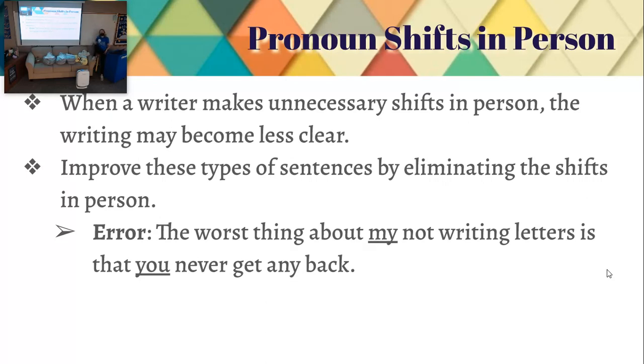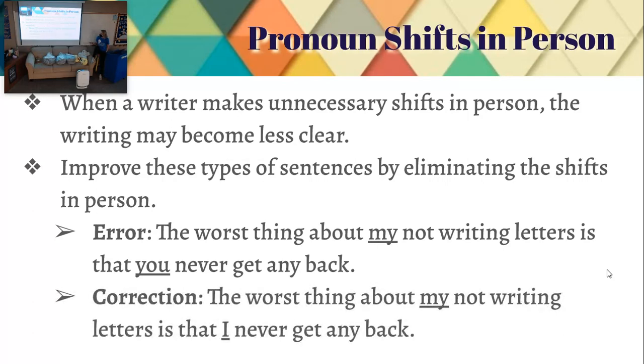The way that you fix it is you change one of the pronouns to match the point of view that you're writing in. Here's how we would fix this. The worst thing about my not writing letters is that I never get any back. So we flip that you to an I to maintain that first person point of view. Now both of our pronouns are first person. It's a really easy mistake to make, but it's also a really easy mistake to fix. You just need to be aware of it, okay?